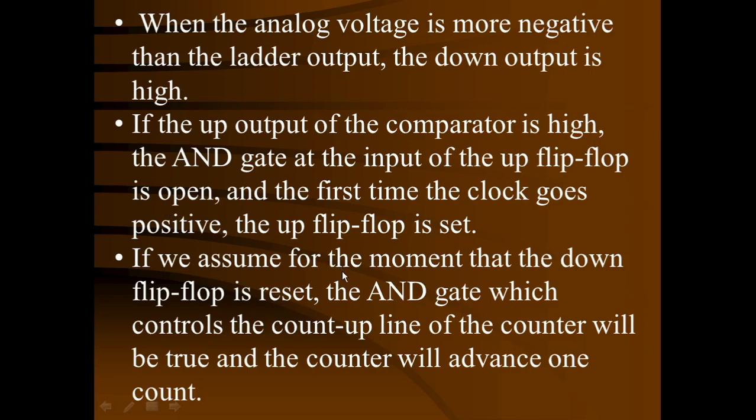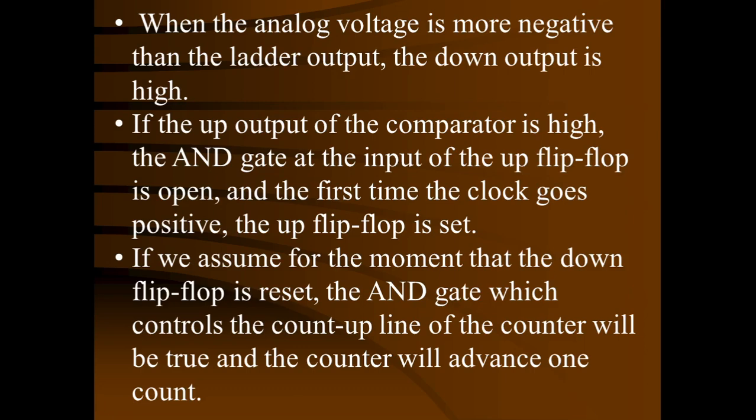If we assume for the moment that the down flip-flop is reset, the AND gate which controls the count up line of the counter will be true, and the counter will advance one count. So the counter will be advancing one count in the up direction. So the counter will be operating in count up mode.